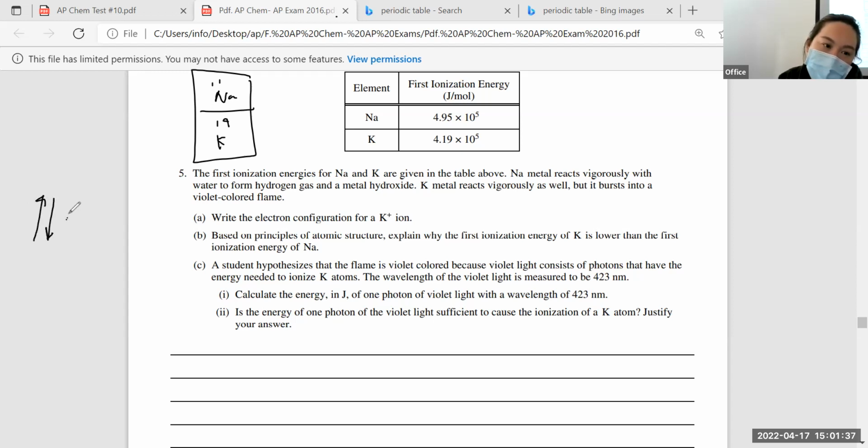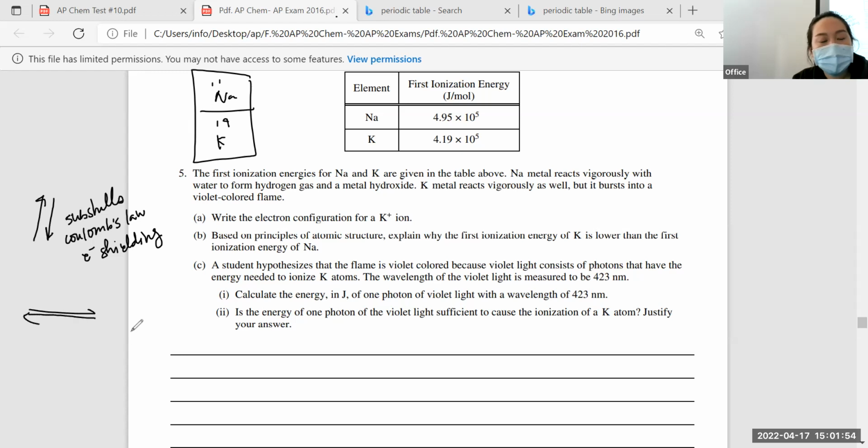Has to do with subshells, right? Coulomb's law, electron shielding. These are all like the keywords that you could use, right? How about when you go left and right? It's really just proton number, which is effective nuclear charge, right? All of your periodic trends are described by this, right?